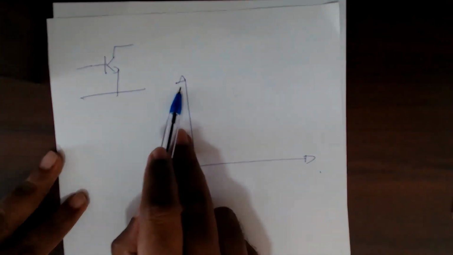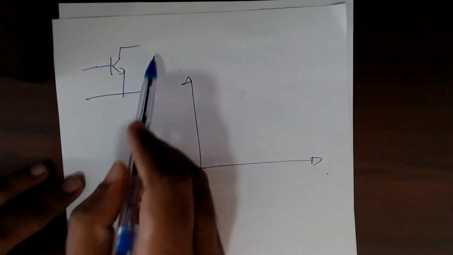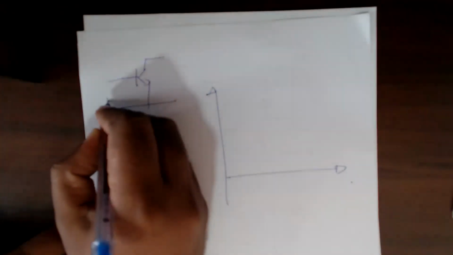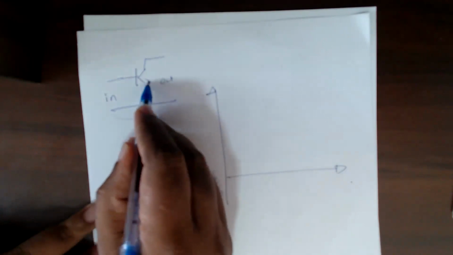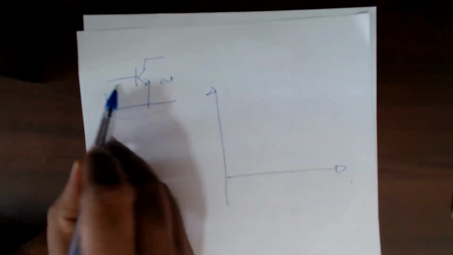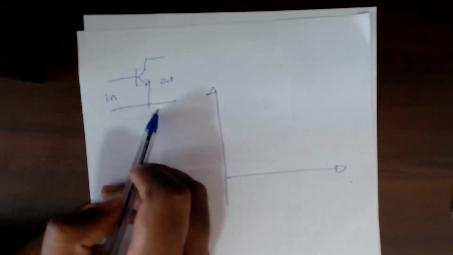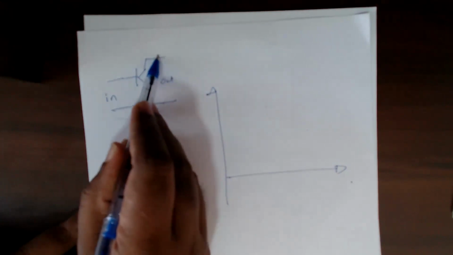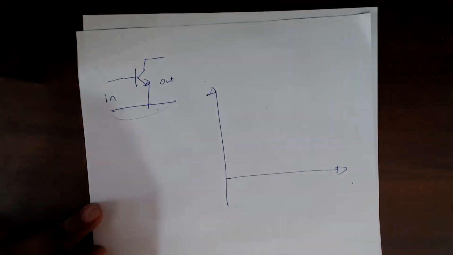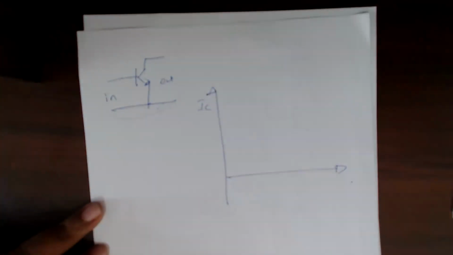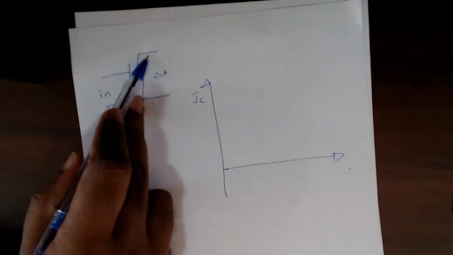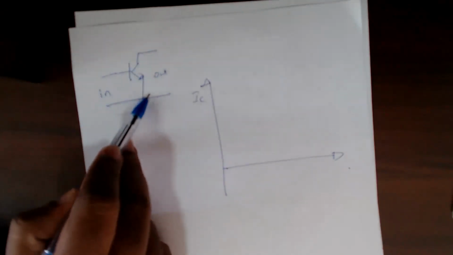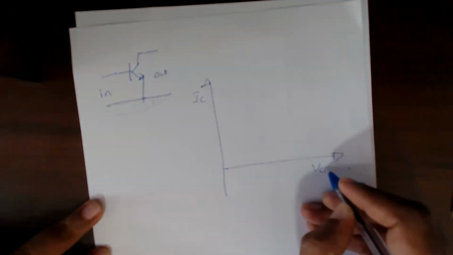Which terminal gives me the output current? Is it base, collector, or emitter in this configuration? Remember, this is input, this is output. So the emitter is common. Input comes here, output is taken from these two terminals, but this is a common one, right? So output is actually going from here, the collector. So output current is IC. Output voltage is this voltage. What is this voltage? The collector voltage with respect to the emitter, VCE.